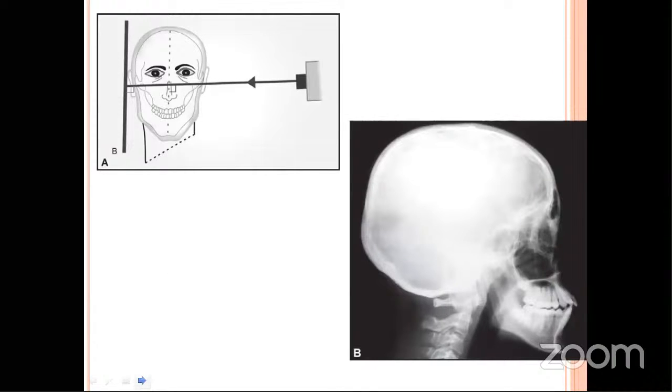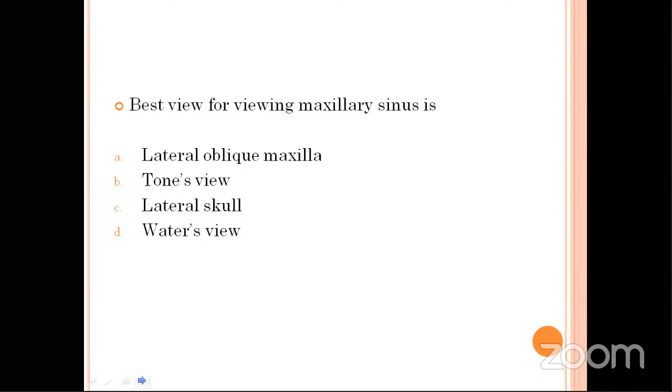The skull view is mainly used to see certain systemic disorder alterations. The best view for viewing the maxillary sinus is: lateral oblique maxilla, Towne's view, lateral skull, or Waters view. It is actually Waters view.